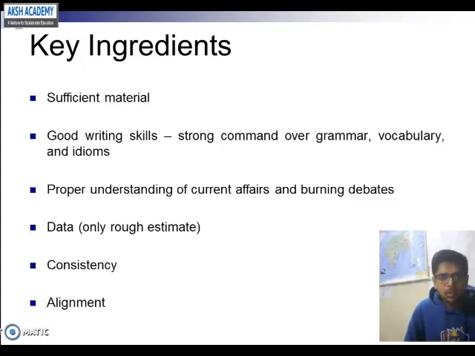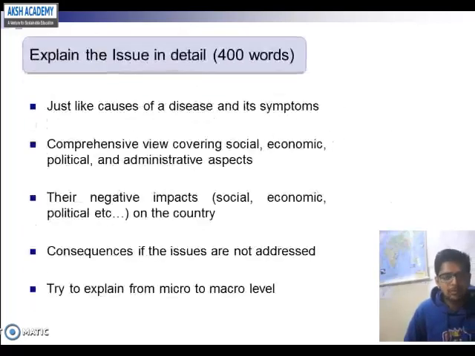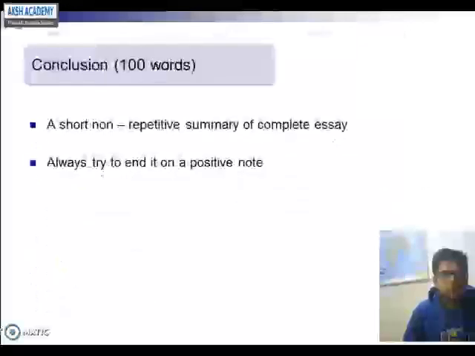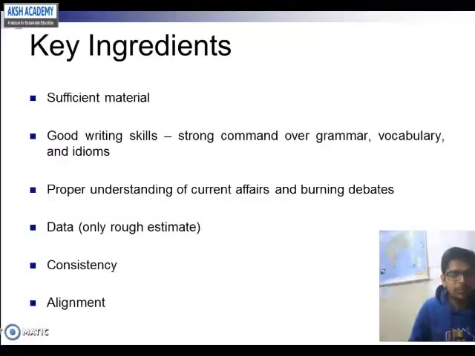So what are the key ingredients for a good essay? First is sufficient material, the material which is already mentioned, just like in this. You should keep yourself acquainted with the material. Good writing skills, meaning strong command over grammar, vocabulary and idioms. You will be using these a lot. Without these, your writing will be uncreative, and you might not be able to constrain your essay in 1,000 words. It may exceed the time limit as well as the word limit.